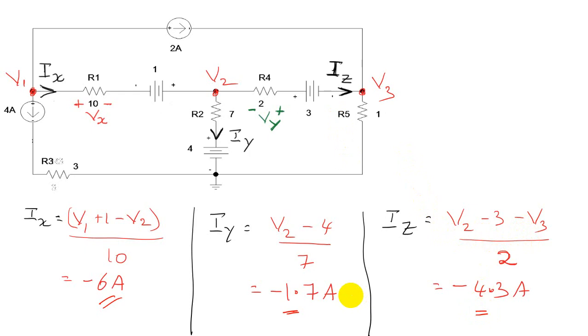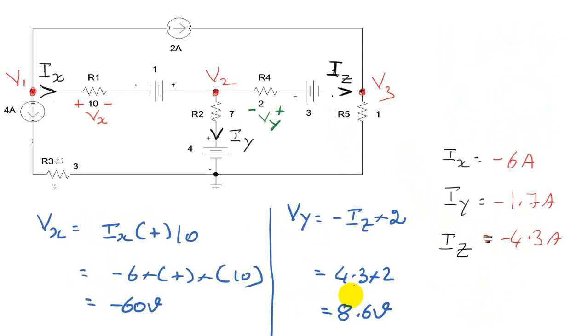Earlier we have already solved for V1, V2, V3, so once you substitute, these are the answers one should get. You can substitute and verify your answers. Similarly, we have to solve for Vx and Vy. Vx is equal to 10 times Ix, and the current Ix is hitting the positive of Vx, thus the sign is positive. So it is minus 6 times 10, you get minus 60 volts. For Vy, the current Iz is hitting the negative of Vy, thus it is minus Iz into 2, and you get the answer as 8.6 volts.